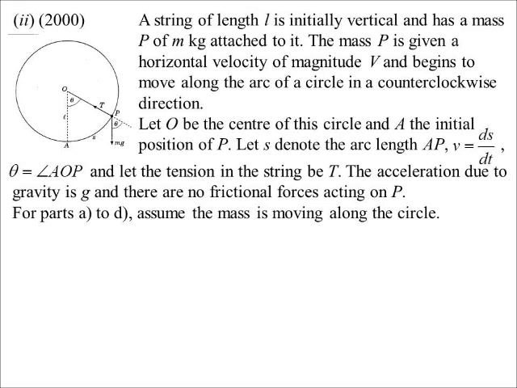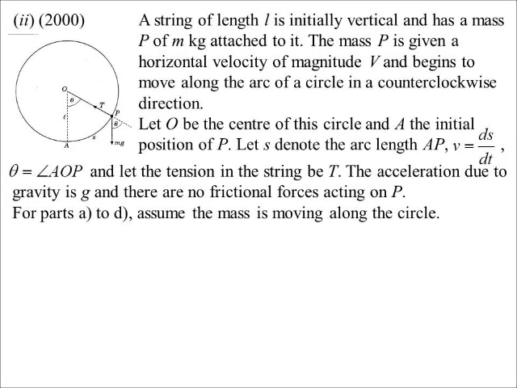O is the centre of that circle. As I say, A is the initial starting point down here. For some reason, they want to use S for the length of the arc instead of L, but that's fine. Whatever you want to use, they want to use. Velocity then becomes ds/dt instead of dl/dt.